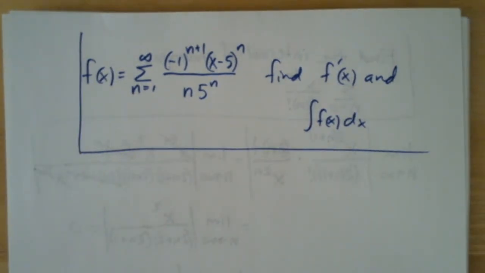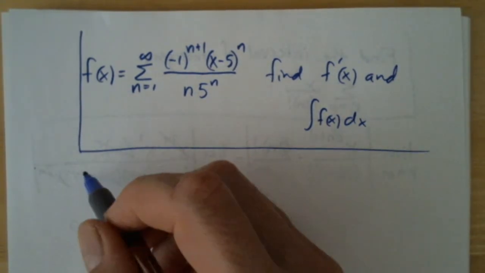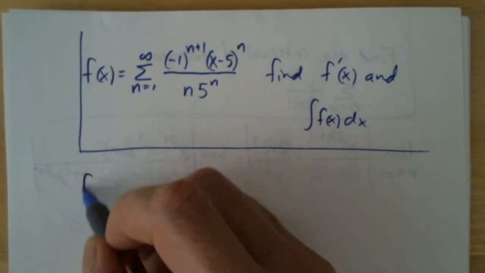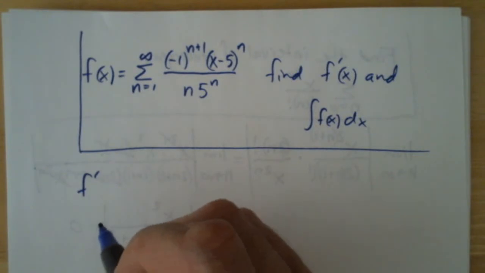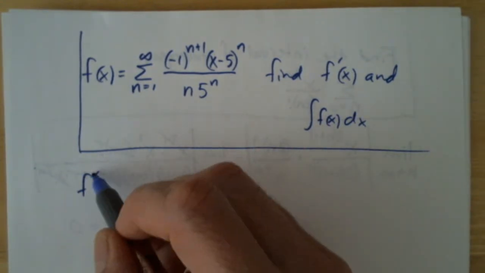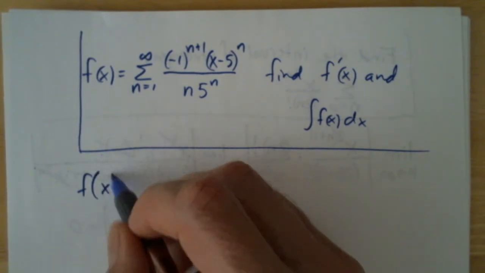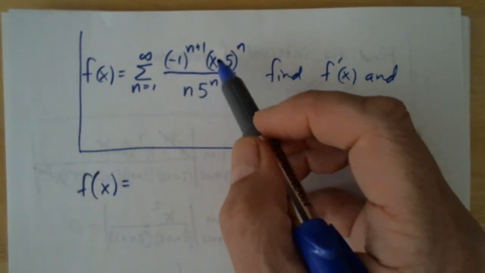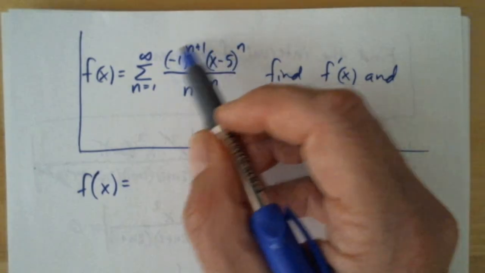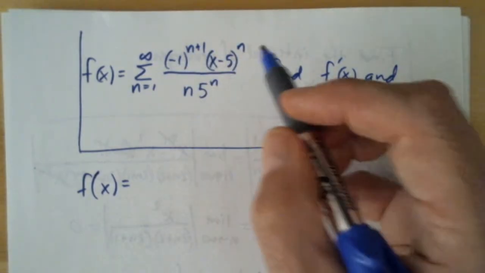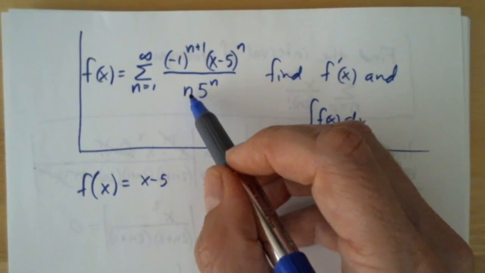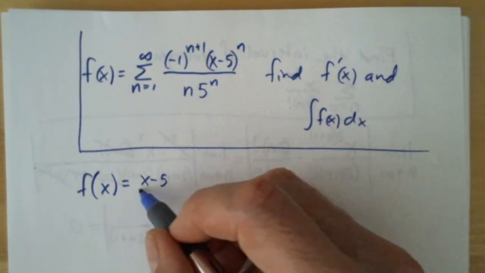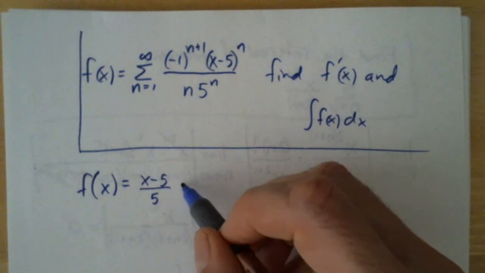Let's just see what we can do with derivatives, and we're just going to follow all the same rules that we do with functions. Here we have a series, so let's write out what the function is. When we put a 1 in, we're going to have a 1 there. We're going to square it so it's positive. Put a 1 there and we'll have x minus 5. Put a 1 there, and we'll end up with a 5. So x minus 5 over 5.